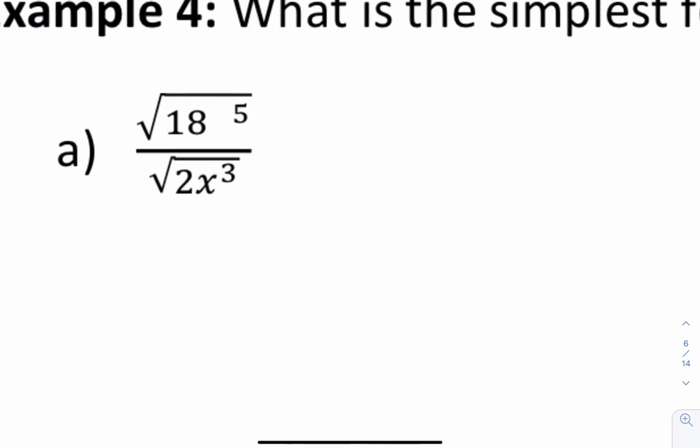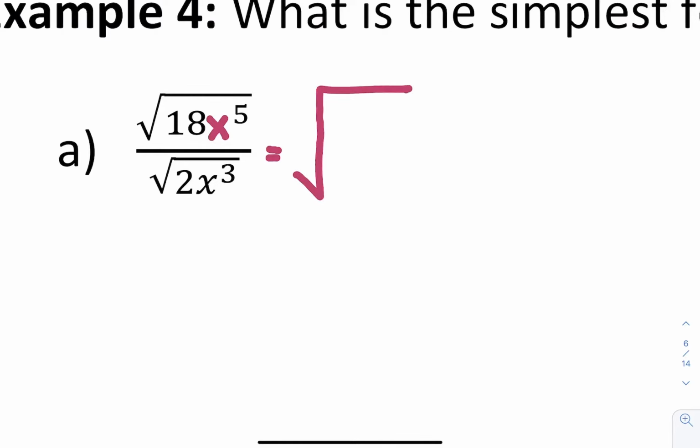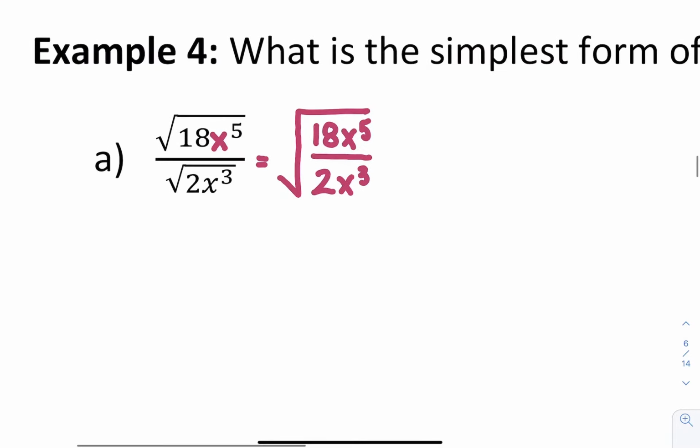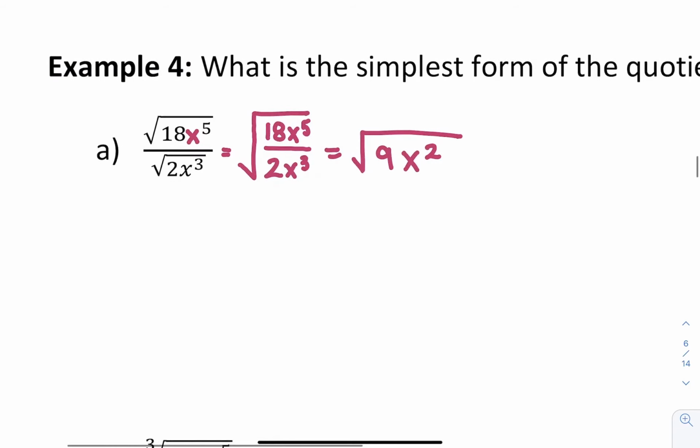So in this first example, we're missing an x. So you might want to fill that in if you're missing it. We have the square root of 18x to the 5th over the square root of 2x cubed. Since we have the same index of 2, we can combine it as one big radical. Now I'm going to divide. So 18 divided by 2 is 9. And x to the 5th divided by x cubed, remember we subtract our exponents and we get x squared. So now the square root of 9 is 3. The square root of x squared is x. And we are simplified.